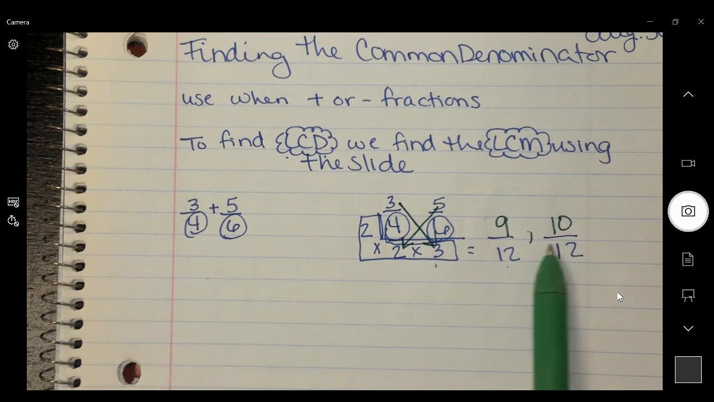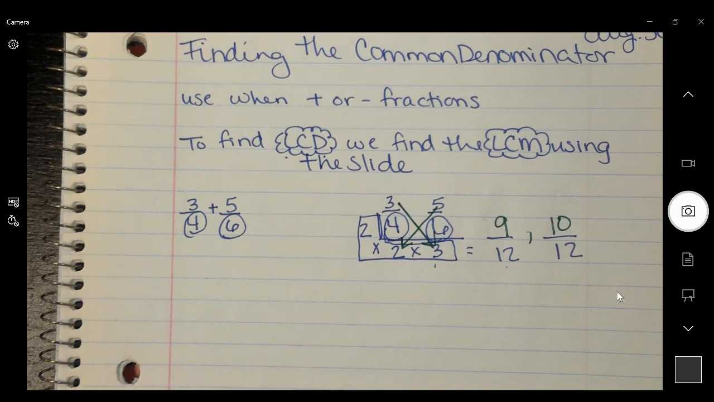So I could add these now. We're not going to worry about adding right now. That's tomorrow. We're not even going to touch adding or subtracting. We're just doing common denominators. And that's all you have to do. It can be pretty easy and pretty simple. Let's try another one together.